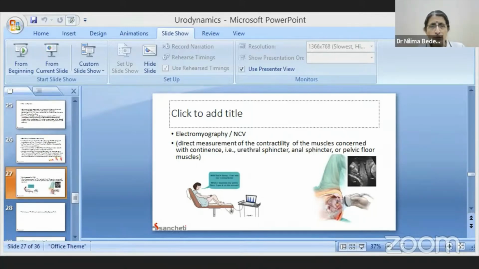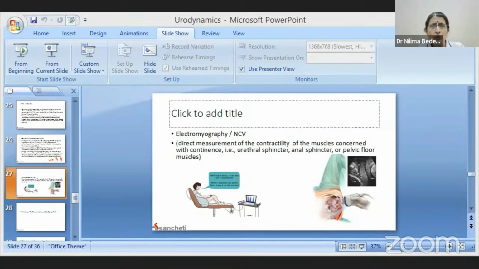So we get to know exactly how much is the extent, how much is the leakage on the pad test, and what type, whether the bladder is stable, at times unstable, or both. So we will get to know and estimate in detail with subjective and objective measures. So we can analyze this, and further on, we are going to talk about what we can offer to these women.